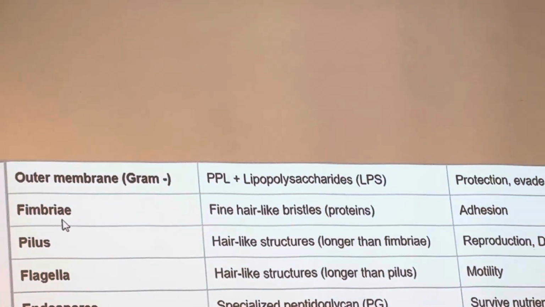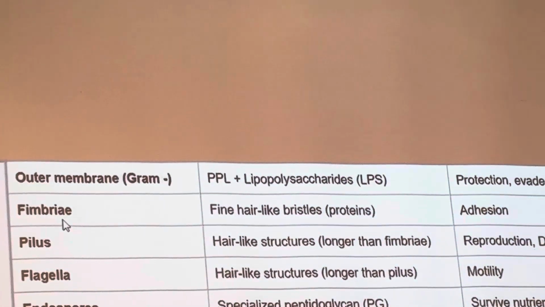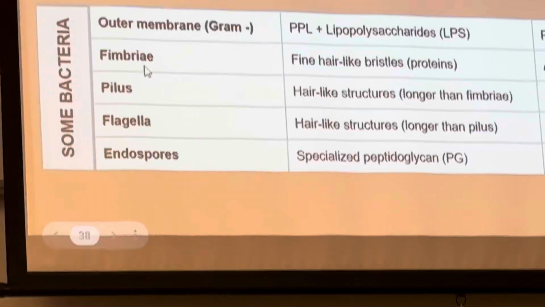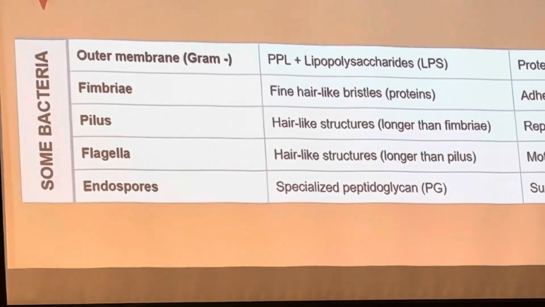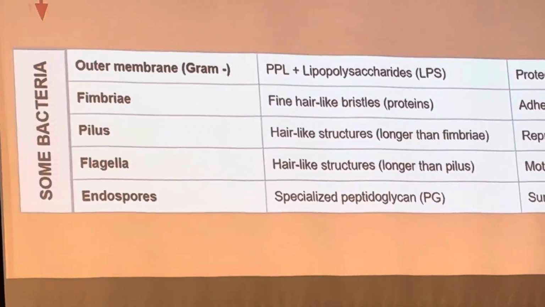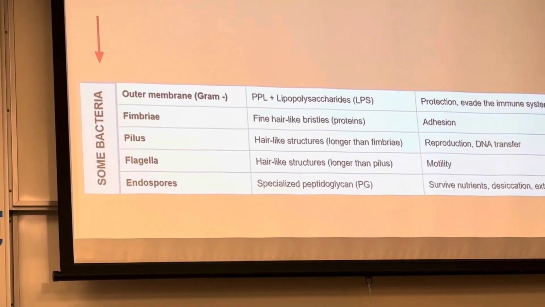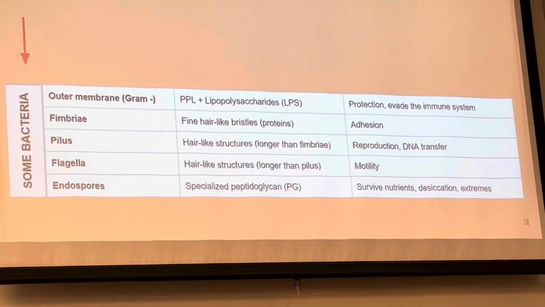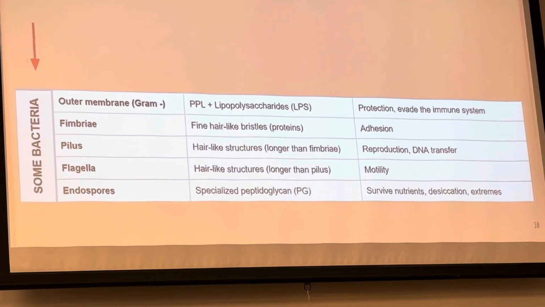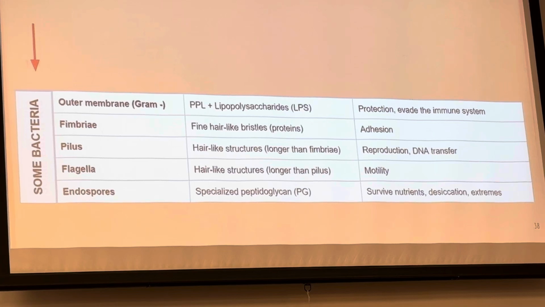So not every bacteria has fimbriae, but a lot of them do. So they're adhesion or sticky. And then some have what's called a pilus. So let me draw the flagella longer so you don't get confused between flagella and flagellum.